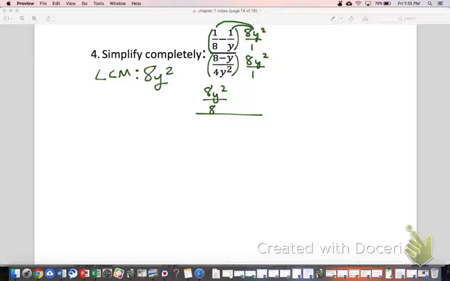The second one, we're going to go 8y squared times 1. That, of course, gives me 8y squared. And then 1 times y gives me just a y.